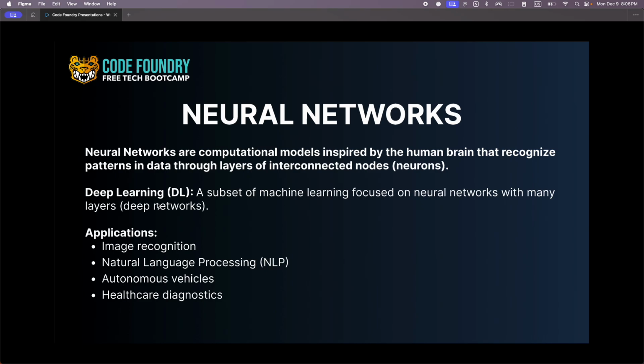We have deep learning, which is a subset of machine learning focused on neural networks with many, many layers. So these are called deep networks. And deep learning, or deep neural networks, are frequently used with natural language processing. And applications can be image recognition, NLP, autonomous vehicles, healthcare diagnostics, etc.